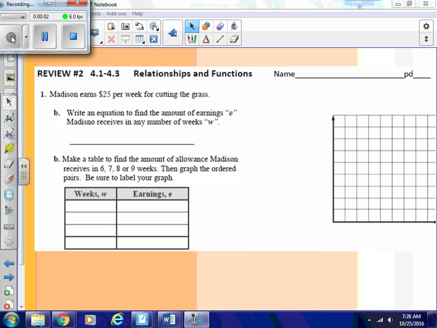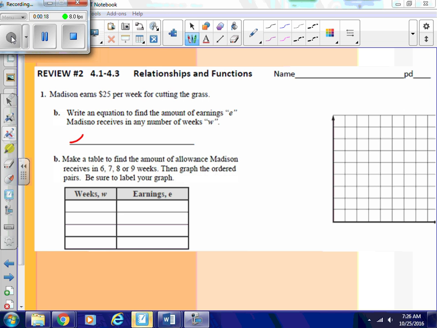This is review number 2 for our quiz 4.1 through 4.3 relationships and functions. Number 1, Madison earns $25 per week for cutting grass. Write an equation to find the amount of earnings that Madison receives in any number of weeks, W.